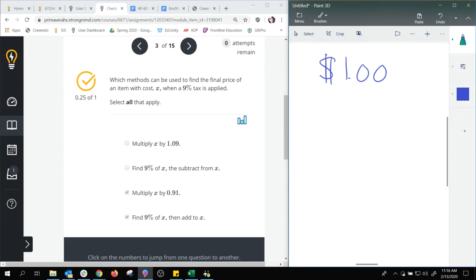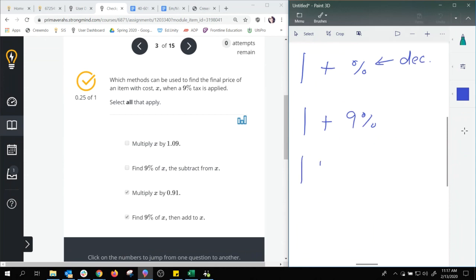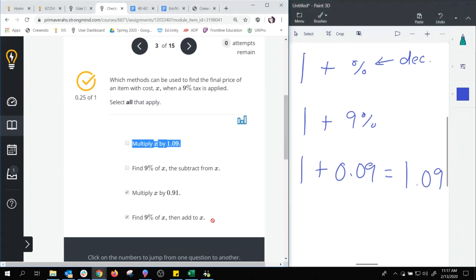It'll be more, right? Which means that here we're talking about an increase in price. So if you think back to that video I have for lesson 11, whenever you have an increase in your price, you have 1 plus your percent, and your percent has to be changed to a decimal first. So here I'm going to have 1 plus 9%, and like Natalie has, 9% as a decimal is 0.09. So I'm going to have 1 plus 0.09, and if I add these two together, I get 1.09. So we want to pick this first one here, and then this very bottom one, where we're multiplying x by 1.09, and then we find 9% of x and then add it to x.